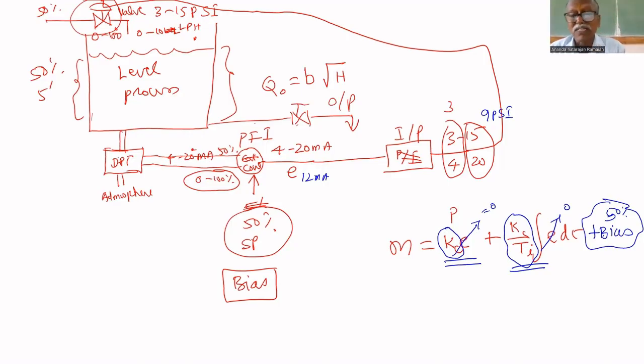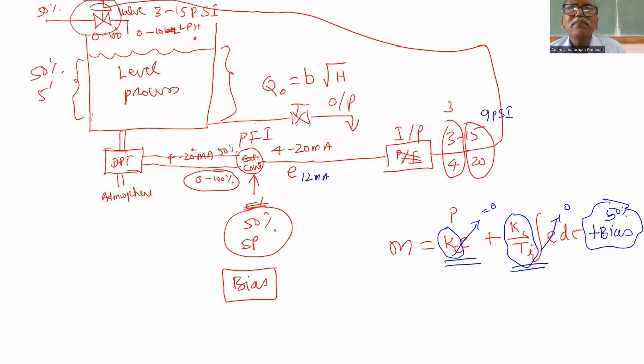Anyhow, it is not important now. Here also, to find Kc and Ti, you need the mathematical model of this process. Finding that mathematical model of the process is called modeling.